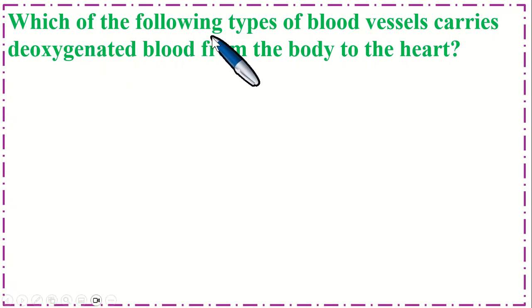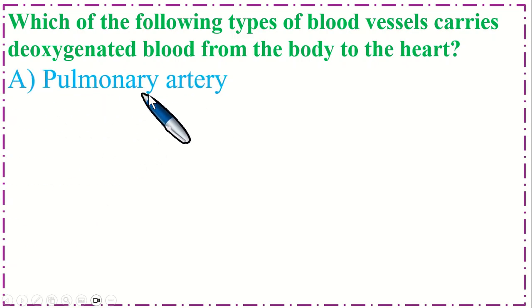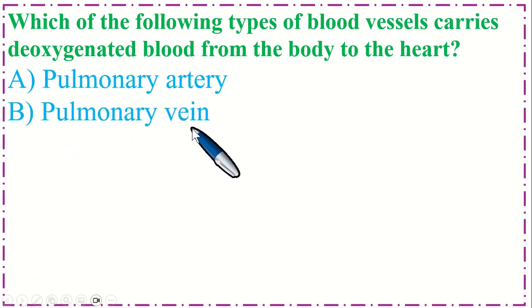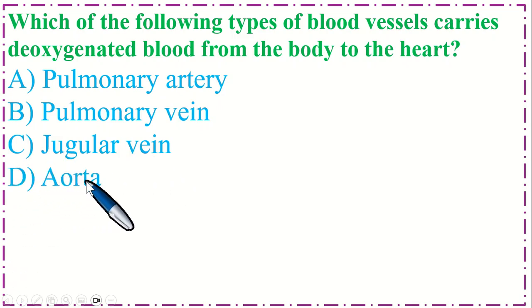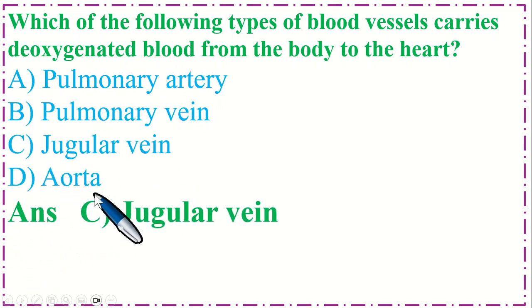Which of the following types of blood vessels carries deoxygenated blood from the body to the heart? Option A, pulmonary artery. B, pulmonary vein. C, jugular vein. And option D, aorta. So the correct option is C, jugular vein.